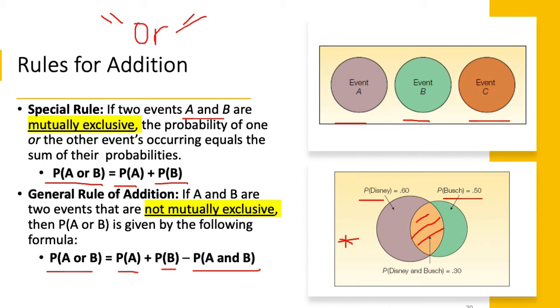If we were purely interested in the guests that attended Disney or Busch Gardens, that means we have to remove this overlapping section. So if 60% of people went to Disney, 50% of people went to Busch Gardens, and 30% went to both, the probability of Disney or Busch Gardens would be 0.6 plus 0.5 minus 0.3, which would be equal to 0.8 or 80%. Notice if you use the special rule in this case and added Disney plus Busch Gardens, you'd get a probability greater than 1, and that should immediately alert you to something being wrong.